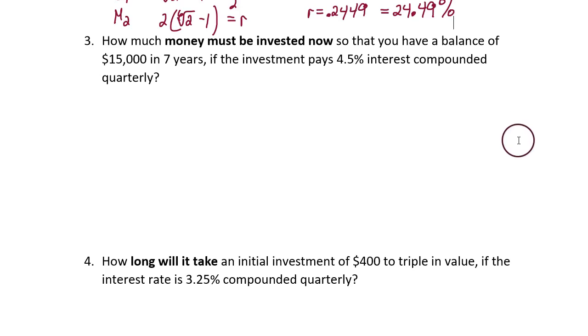Now, third example, how much money must be invested now? That's the principal. So that you have a balance of $15,000, that would be A, in 7 years. That's the T. If the investment pays 4.5% interest, that's R, compounded quarterly. So that's N equals 4. Let's make our substitutions.